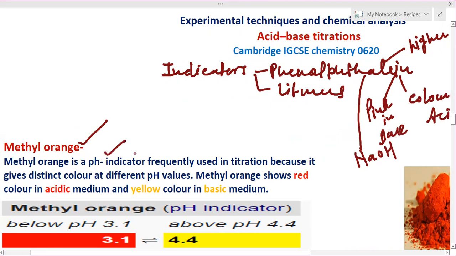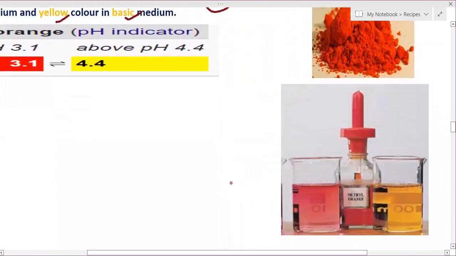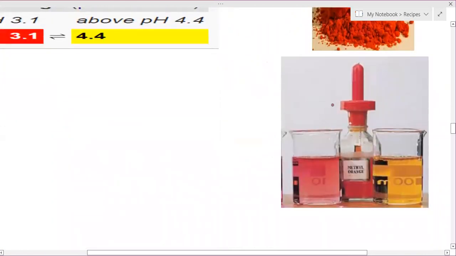Methyl orange is a pH indicator frequently used in titration, because it gives distinct color at different pH. Similarly, as phenolphthalein gives different color with different pH values, methyl orange also gives different colors at different pH values. It gives red color in acidic medium and yellow color in basic medium. See, this is methyl orange. It gives red color in acidic medium and yellow color in basic medium.